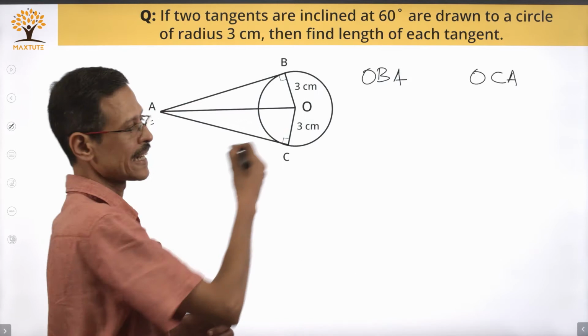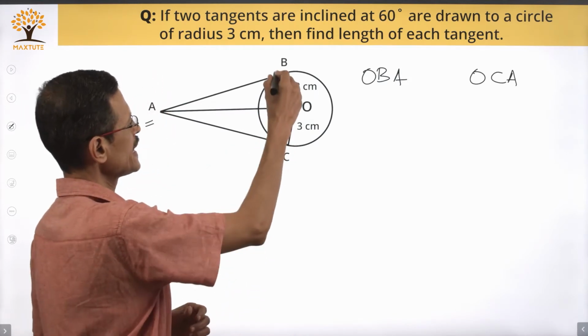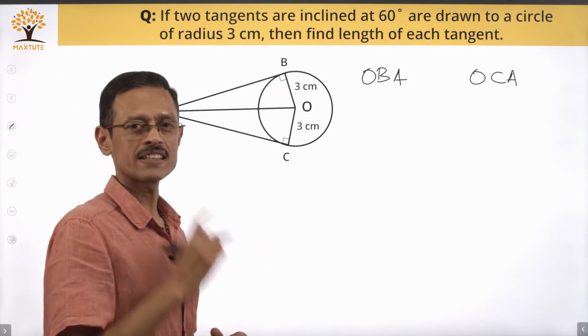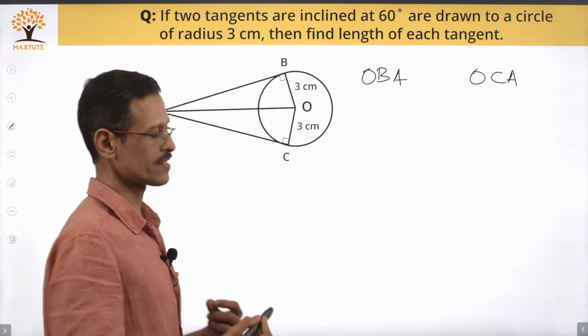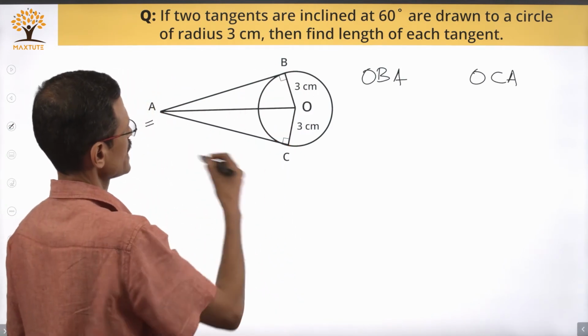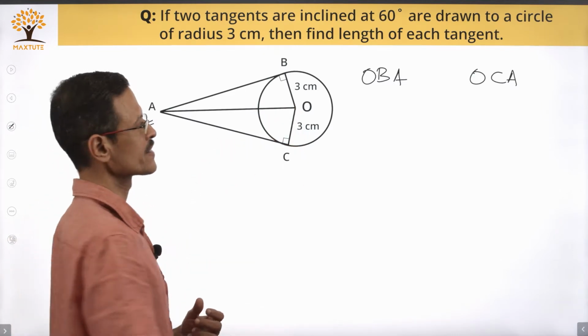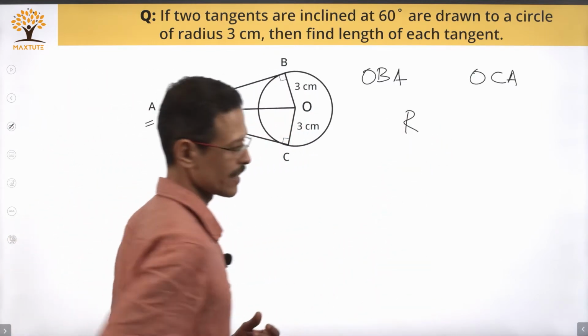Both these triangles are right triangles, basically because the radius and the tangent at the place where the tangent meets a circle will be at right angles. The angle between these two will be at right angles, right? So angle OBA is 90 degrees, angle OCA is 90 degrees. So these two triangles are right angle triangles.